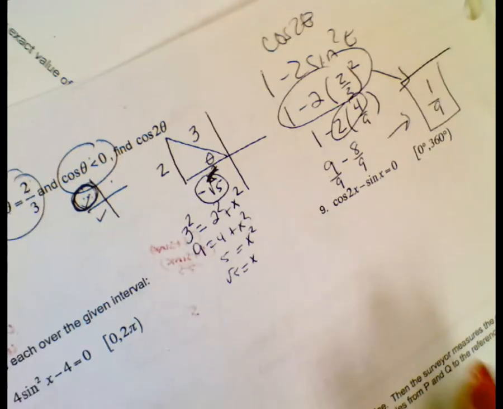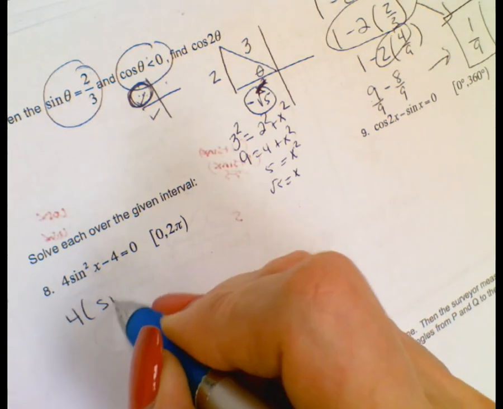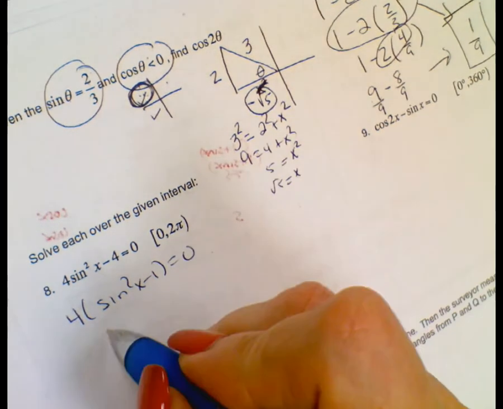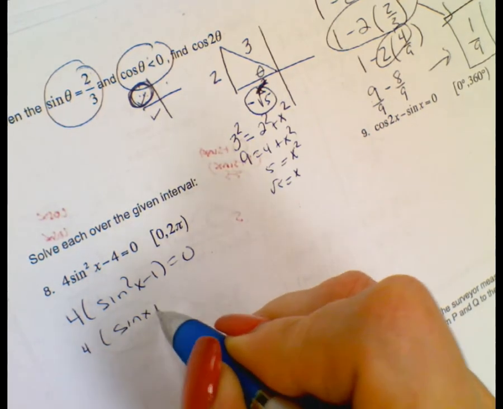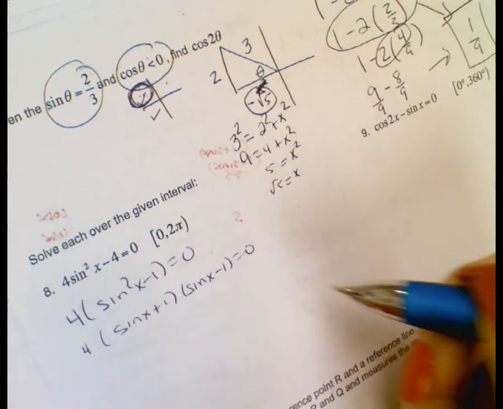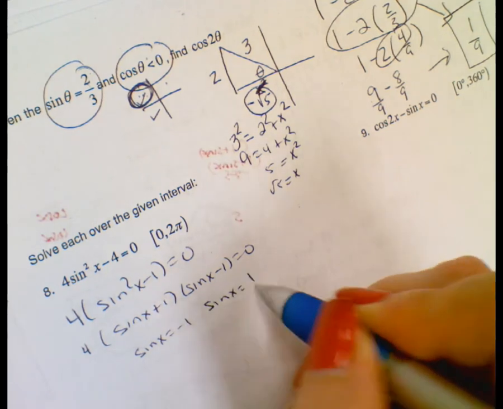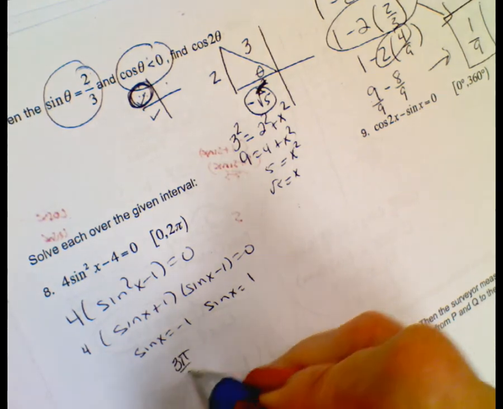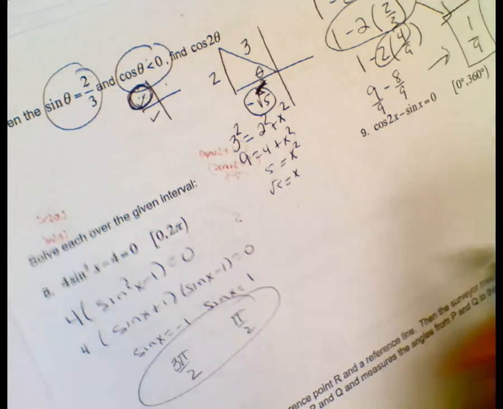So the next one, solve over the given interval. We have number 8. Let's factor out a GCF. Okay, so I can factor this as a difference of 2 squares, like this, and set each one of these equal to 0. So when sine is -1, that's 270, so that's 3 pi over 2. And when is sine 1, that's pi over 2. So these are your answers.